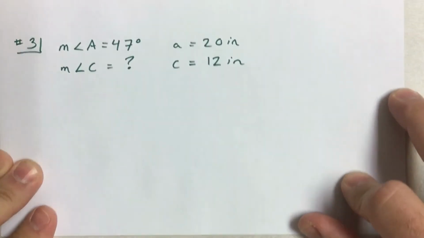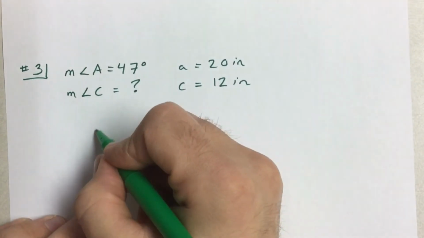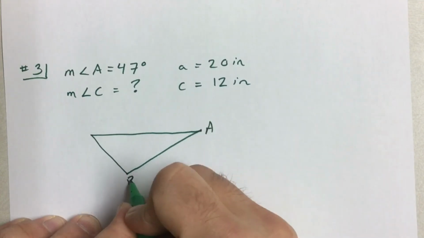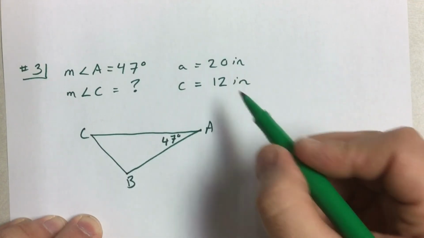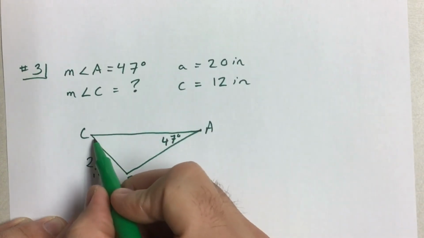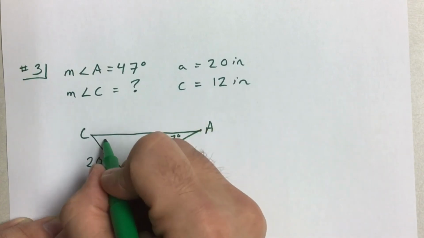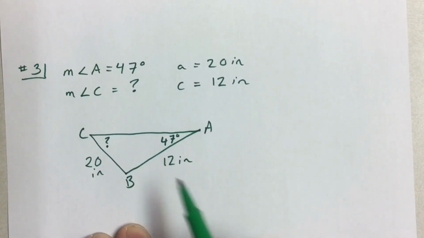So look at our last problem, changing it up just slightly. So let's draw our triangle. Okay, so angle A, 47. All right, length A, 20 inches. Length C is 12 inches. We want to find angle measure of C. Interesting. Okay. So if I'm looking for angle C, that means I can't find this third angle measure. All right, that changes things slightly.